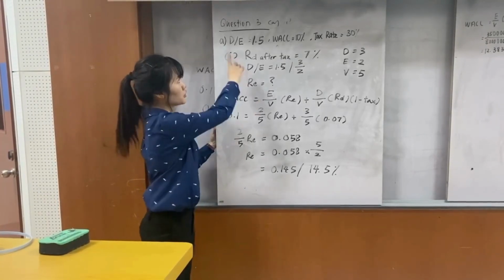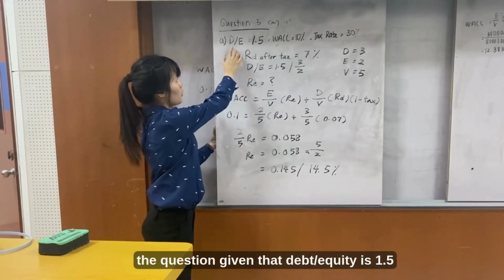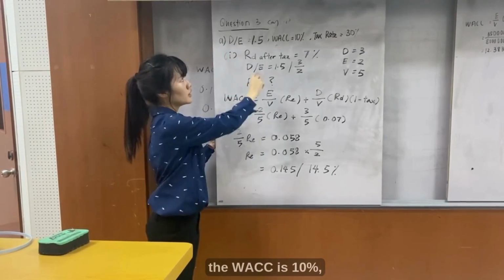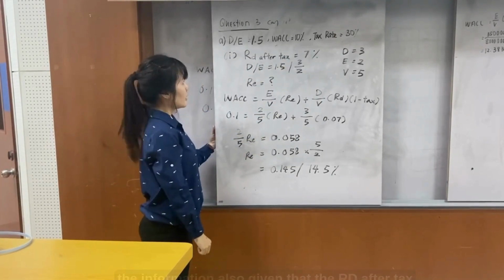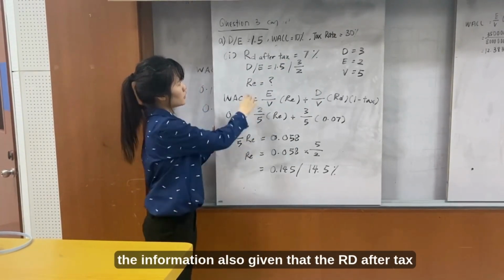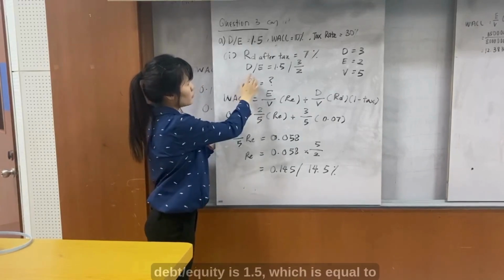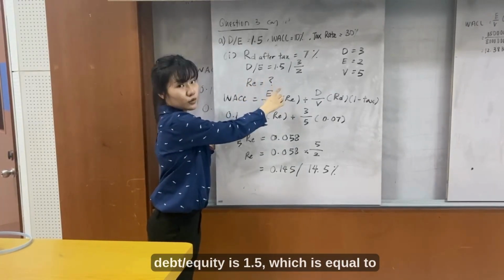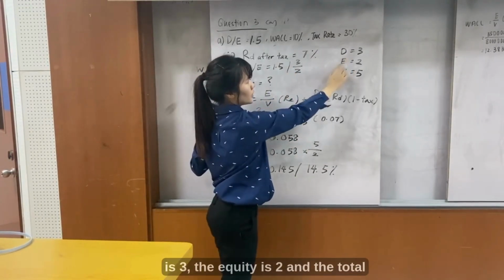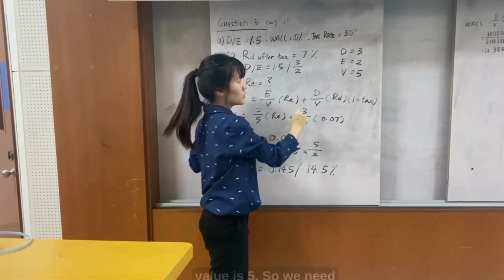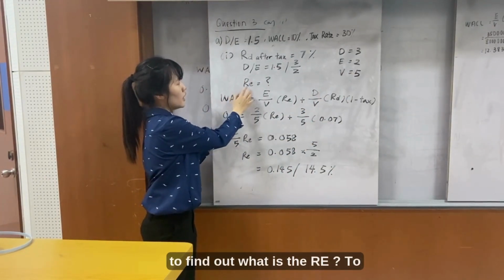For question 3, the question gives that the debt over equity is 1.5, the WACC is 10%, and the tax rate is 30%. The information also gives that RD after tax is 7%. The debt over equity equals 1.5, which equals 3 over 2. The debt is 3, the equity is 2, and the total value is 5. So we need to find out what the RE is.